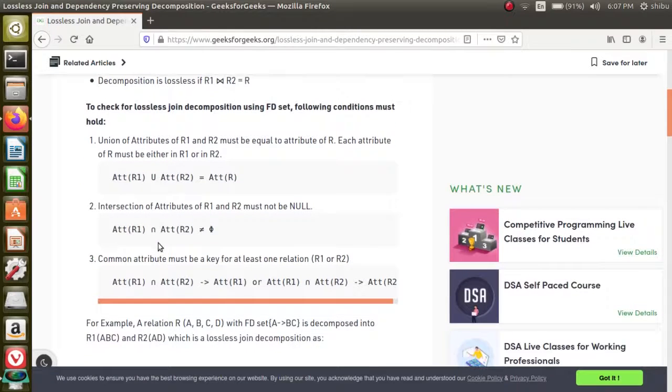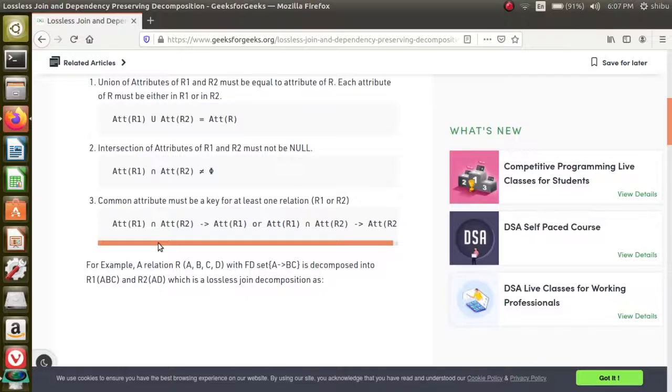Then the intersection of attributes of R1 and R2 must not be null. That means there should be some attributes taking part in both R1 and R2. Otherwise, you can't have a natural join operation. The common attribute must be a key for at least one relation. These are the conditions that you have to have.